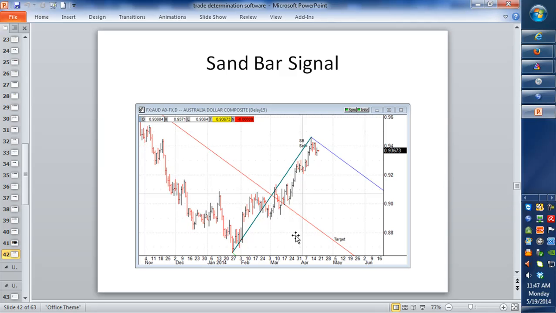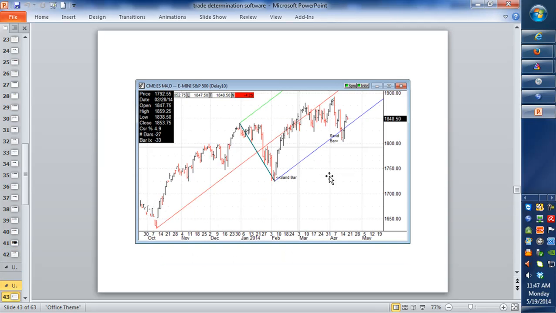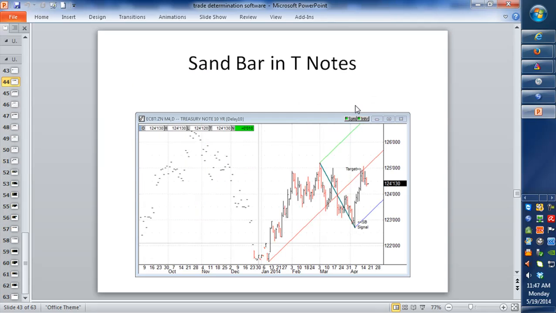Here's an example of what we call the sandbar signal, and so it wound up getting a sell in here for it to go down a ways. Here's another example of what we call the sandbar signal, and this is one of the other signals that we'll wind up using in conjunction with this. Here's a sandbar buy signal in T-notes. See that down here?